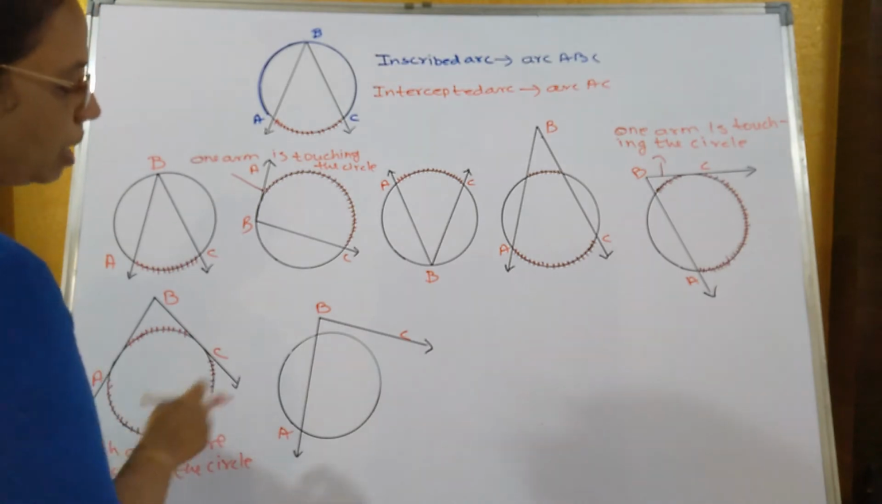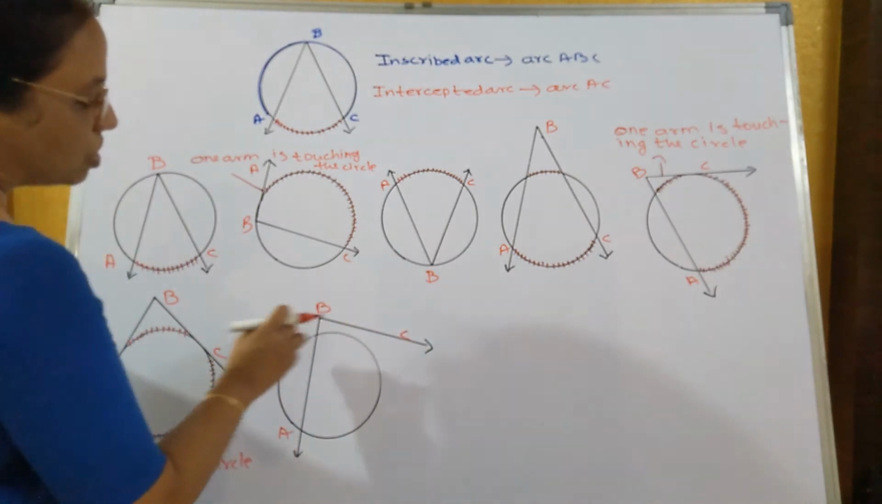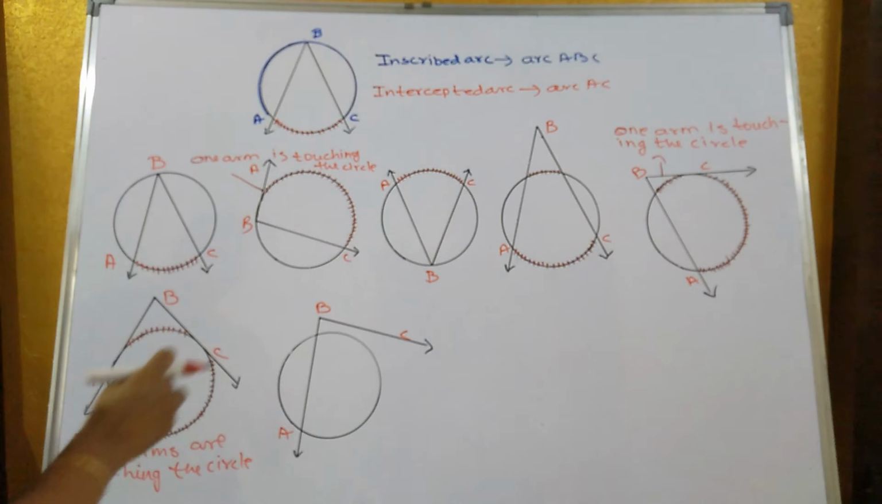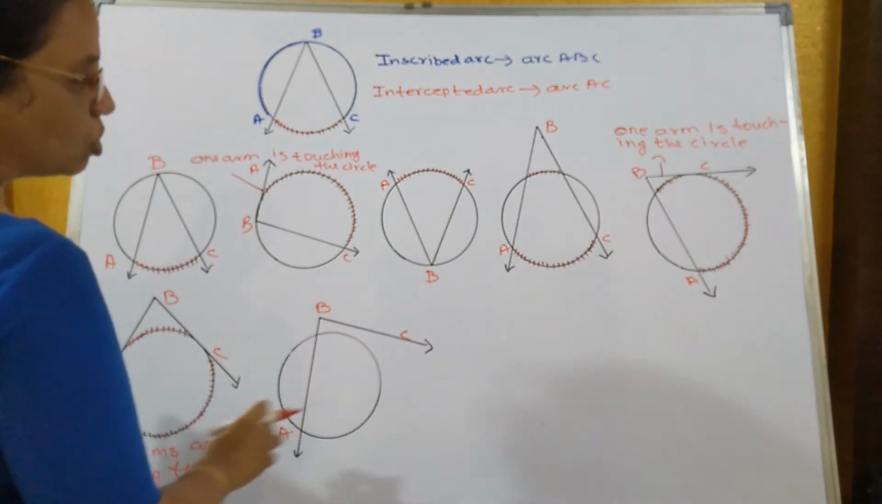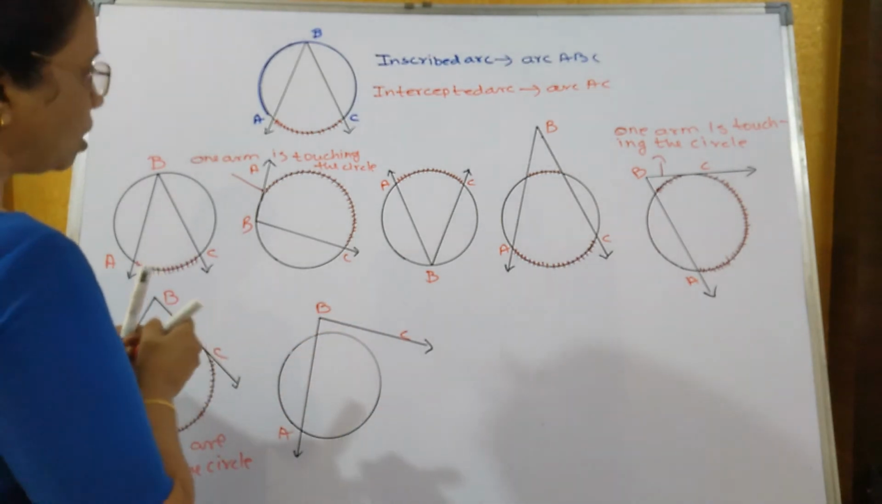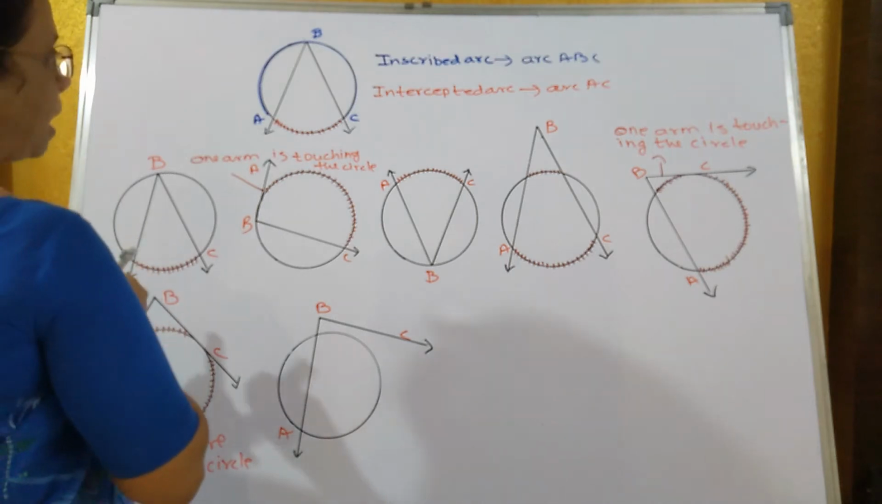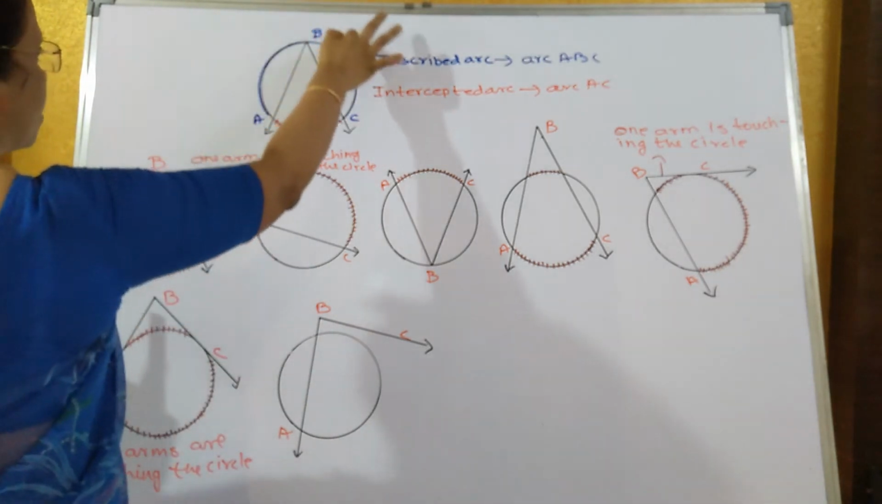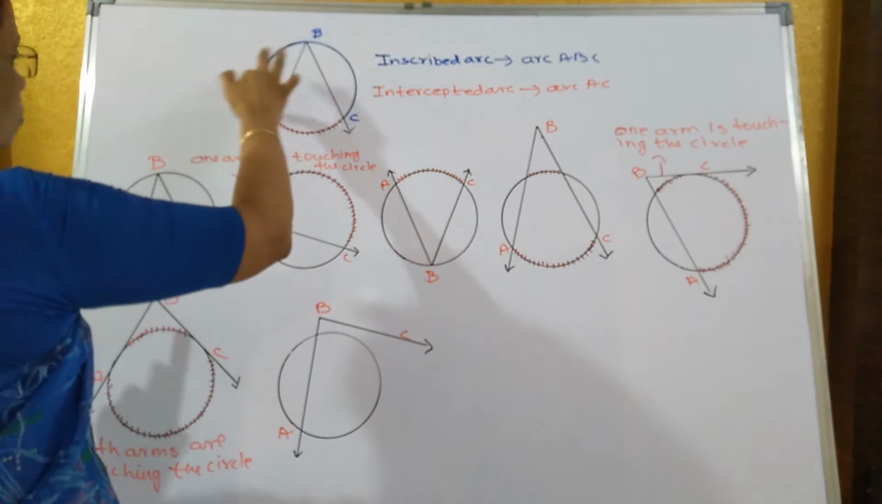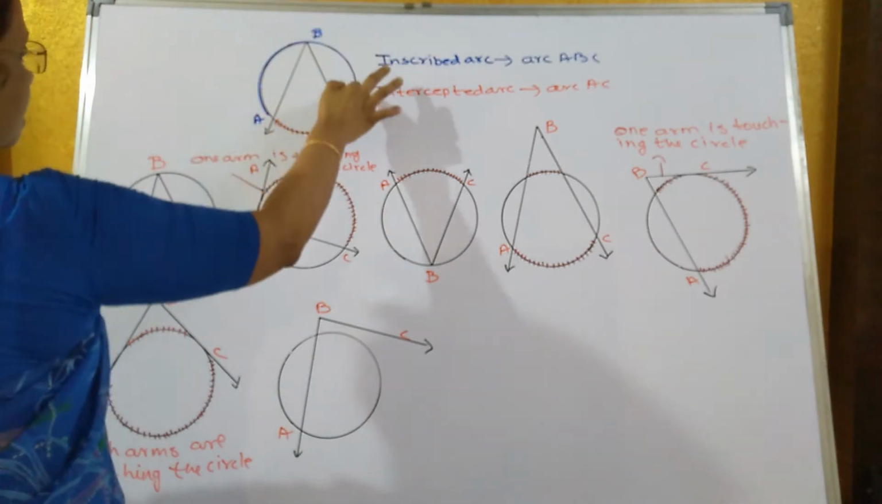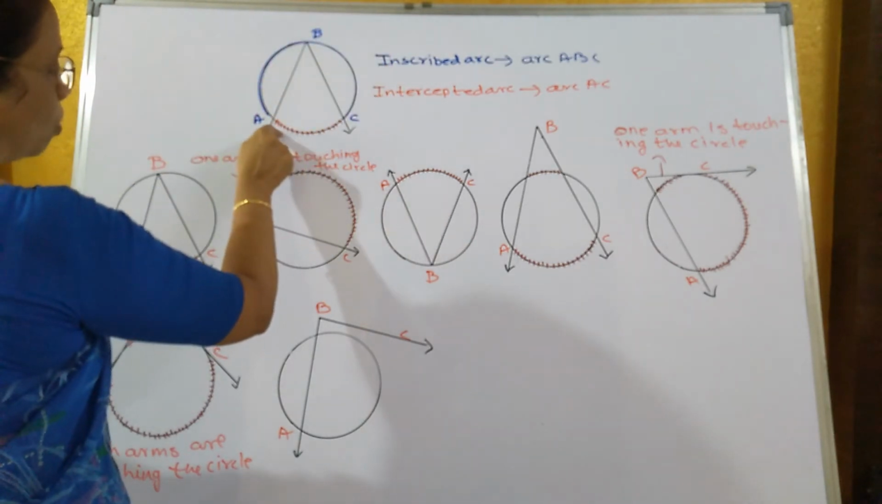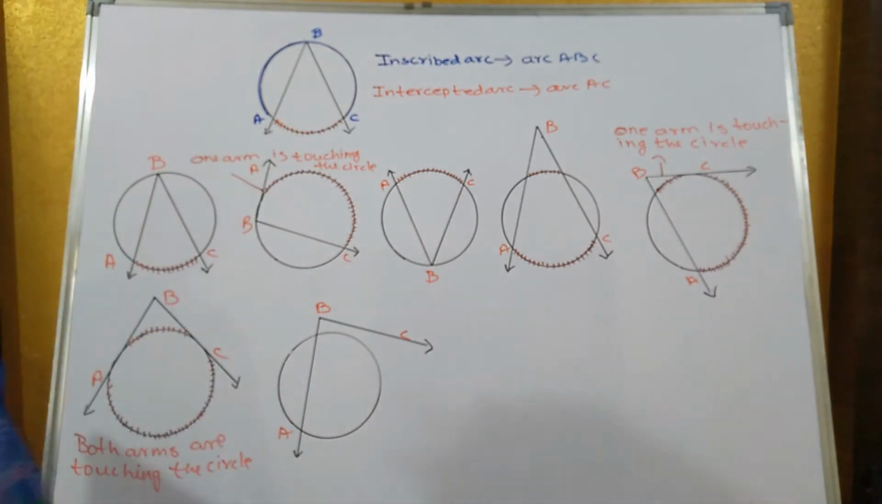Why? Because BC is not touching the circle. So BC is not touching the circle, so there is no intercepted arc. So one thing you remember: what is the inscribed arc? The inscribed arc is this one, ABC. If the angle is going this way, then ABC is the inscribed arc, and the one which is below is known as the intercepted arc.